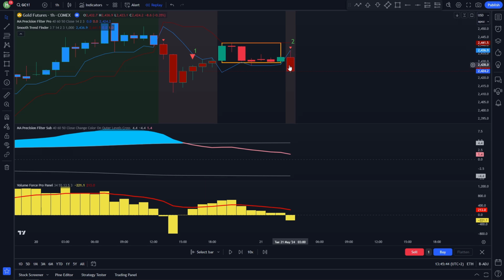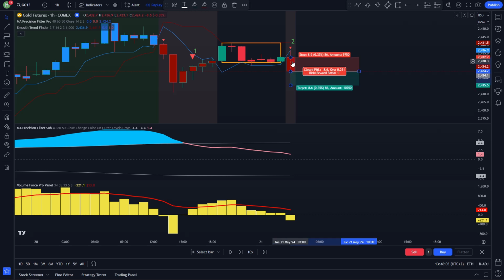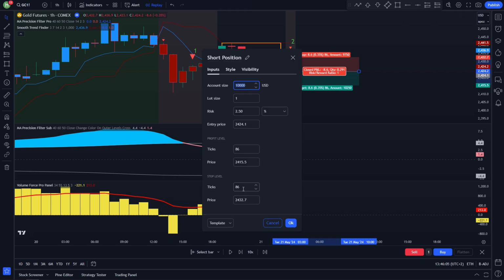Furthermore, we need to ensure that we have enough momentum for the trend to play out. We need to validate the alert using volume analysis. From the Volume Force Pro, we need to see a histogram below zero and also below the average line. Once all of these criteria are in place, I will enter my sell trade.